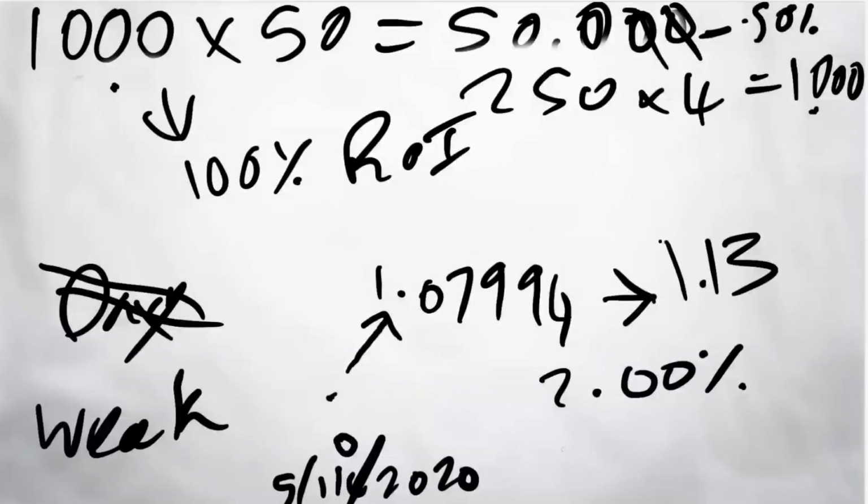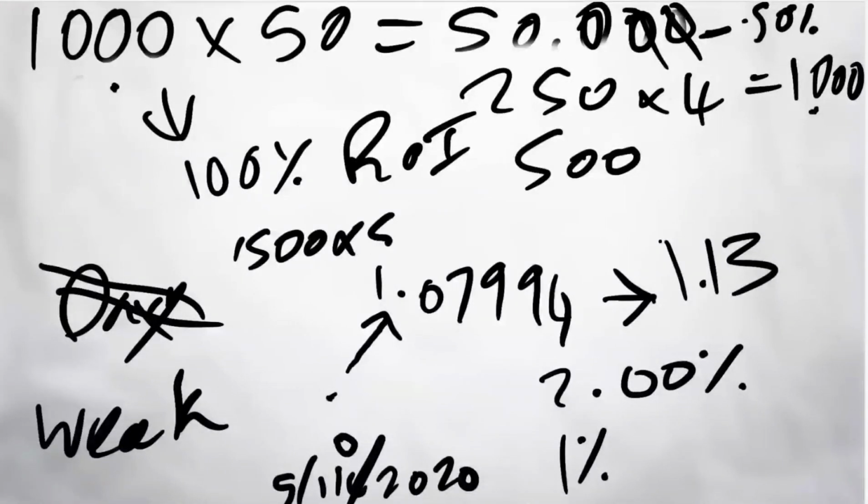Now, let's say you didn't get to jump in at the right time, but you jumped in low enough where you could capture 1% of that. 1% of that would have put you at 500 right here. 500 would have put you at 1500 right there. 1500, I'm running out of space, times 50.